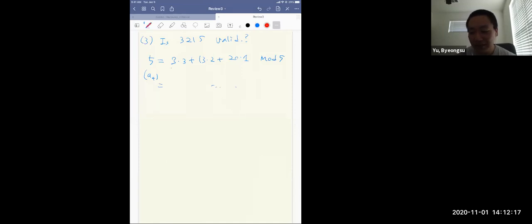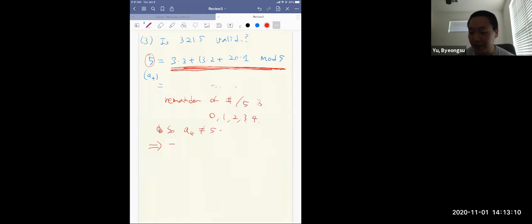To see this, you know that this is just the remainder from dividing some number by 5, right? But is there any remainder which is the same as 5 if you divide some number by 5? Definitely not, right? Because 5 cannot be a remainder. The remainder of some number divided by 5 is 0, 1, 2, 3, 4. So not 5. So A4 cannot be 5. Therefore, this is not a valid code word, right?